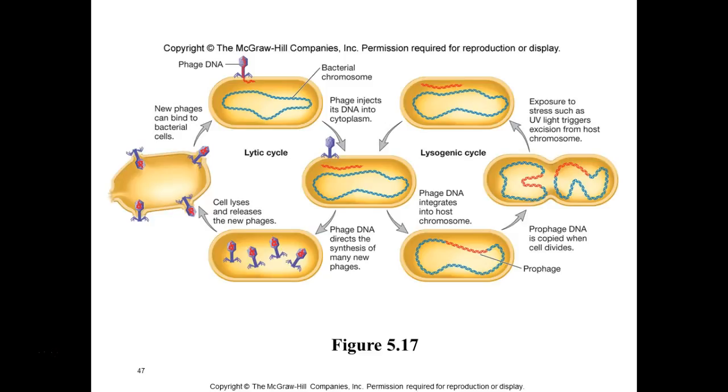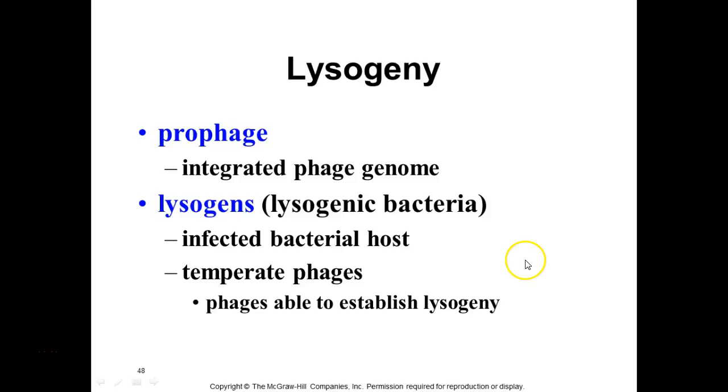At any point, due to several different triggers, it can be induced where the prophage pops out of the chromosome. This is called induction, and it could enter into instead the lytic cycle. And then, of course, at any point, it can go from lytic back to lysogenic, where it hides in the chromosome. So prophage, as I said, is when it's integrated, when we have lysogeny, when it's actually integrated into the DNA of the bacteria.